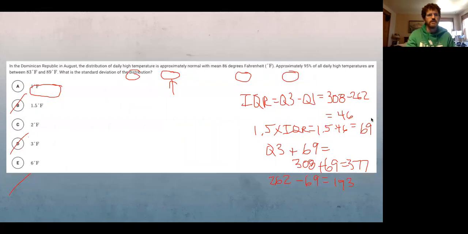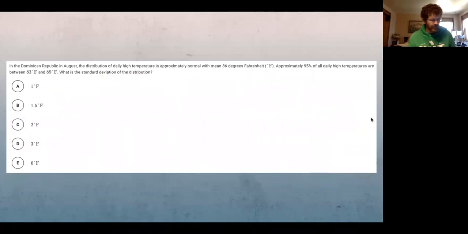The next one goes into the empirical rule. So in the Dominican Republic in August, the distribution of daily high temperatures is approximately normal with a mean high of 86 degrees Fahrenheit.